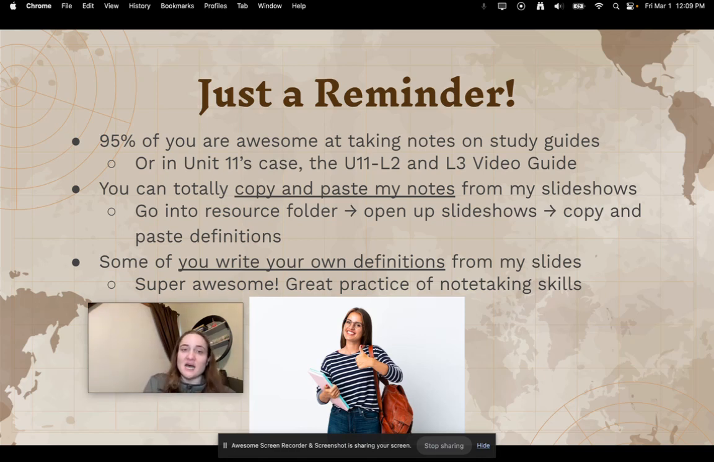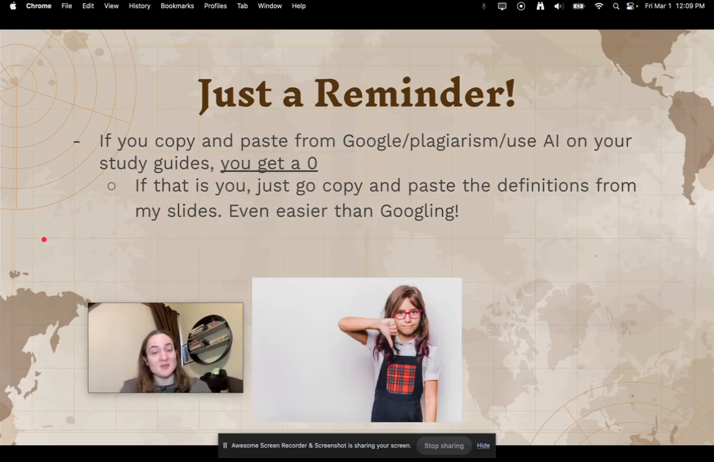That is awesome because it's also great practice of note-taking skills. But just a reminder to the people who like to copy and paste from Google, you can just copy and paste from my own notes. So again, if you copy and paste from Google or plagiarize or use AI on your study guide, you will get a 0. If that is you, just go copy and paste the definitions from my slides. It's even easier than Googling.